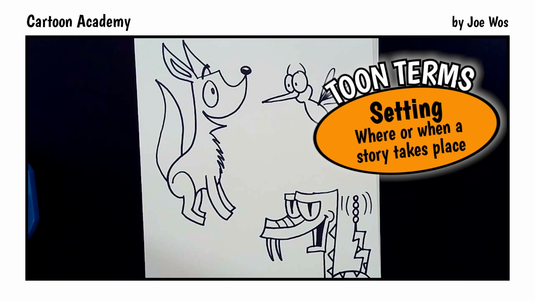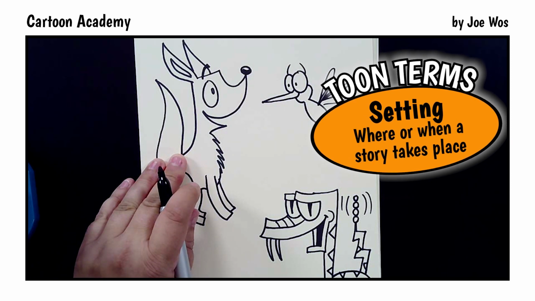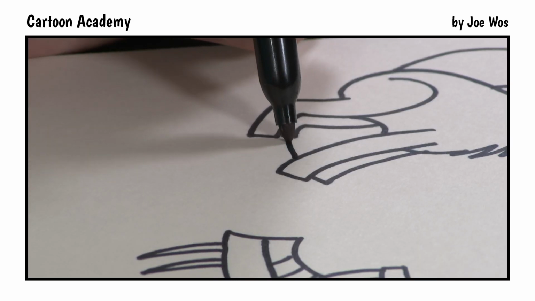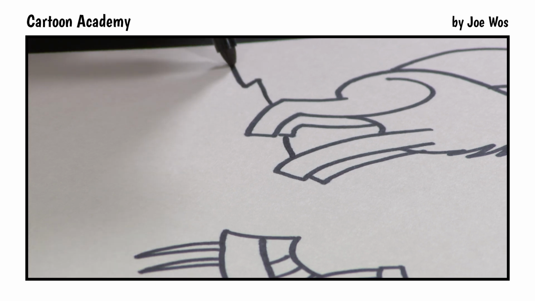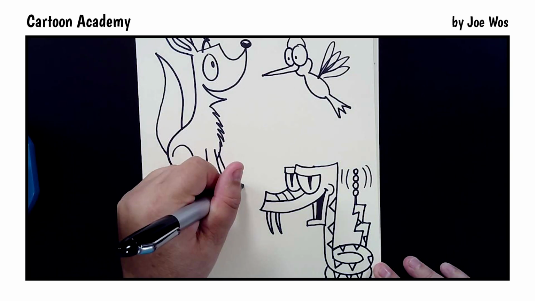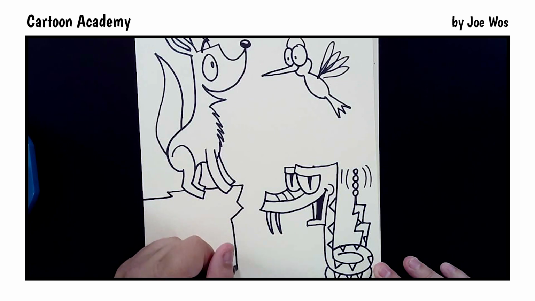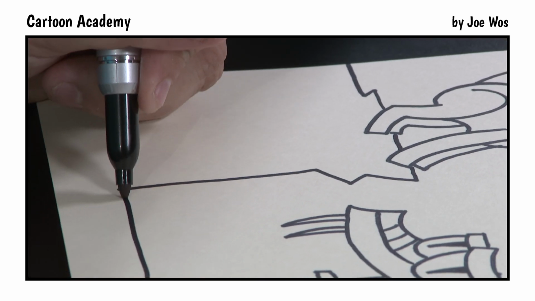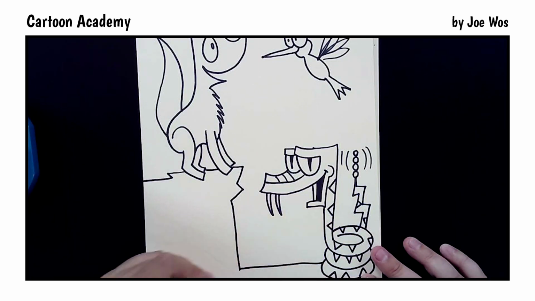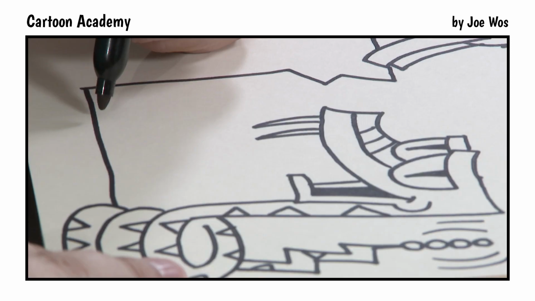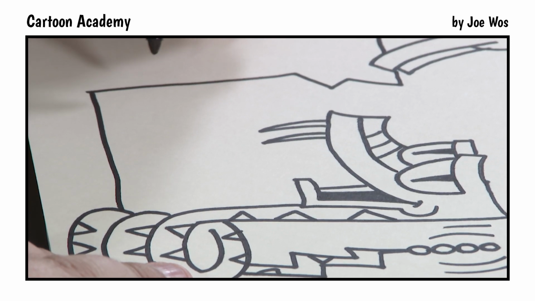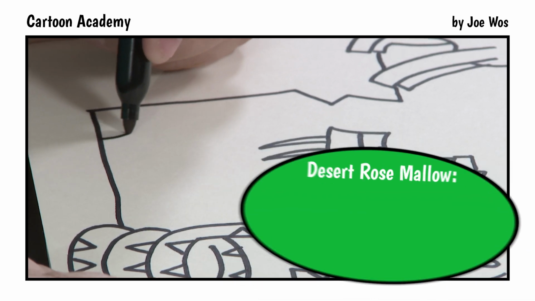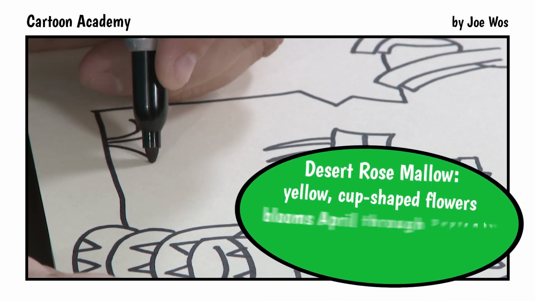Now we're going to add our mountaintop setting. As you can see, our coyote's a little bit higher up. So we're going to add a little rock formation here. And down. Some land across. And maybe a little flower here. This is a desert rose mallow. It's a type of hibiscus flower.